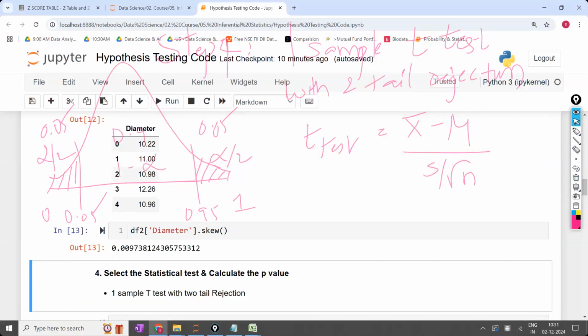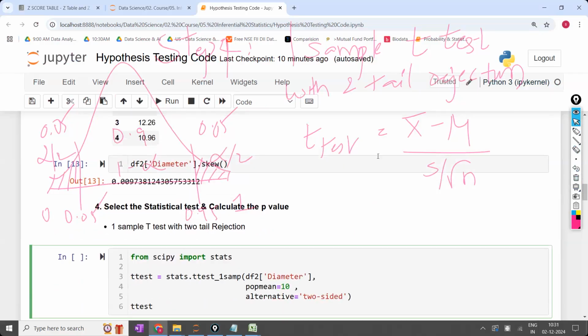What is the one I'm going to select? See, stats.ttest_1samp, with the column for which I have to apply the hypothesis test, then that value, and alternative equal to two-sided. Why two-sided? Because it is a two-sided rejection. Now, what is it going to do internally?